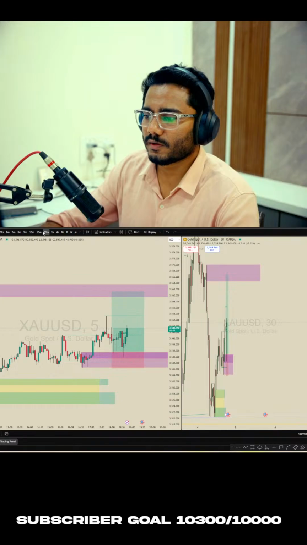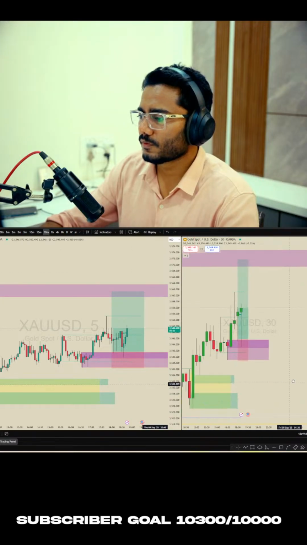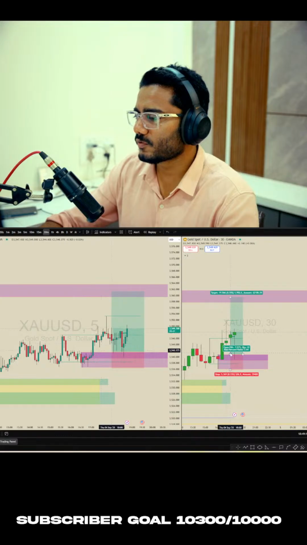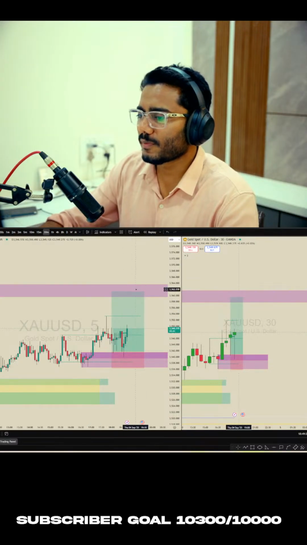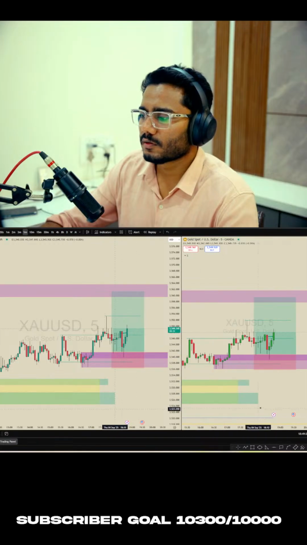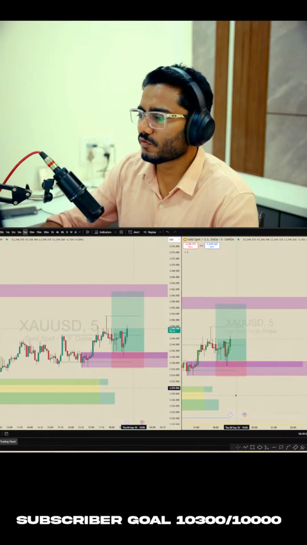We look at 30 minutes. We can see the 30 minutes low has been swept twice. So we could get a massive reaction to the upside. We'll try to trail this move to the upside now.